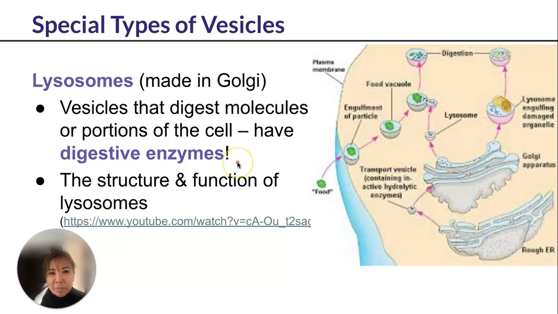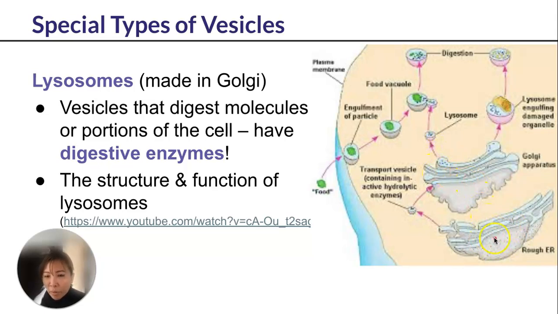So they have digestive enzymes, and the function of them is basically to break down different cell parts and different waste products of the cell. So similar to how we as a whole organism can make certain waste, the cell can also make waste. And so some of that waste will be transported over to the lysosome so that it can be broken down into smaller products.